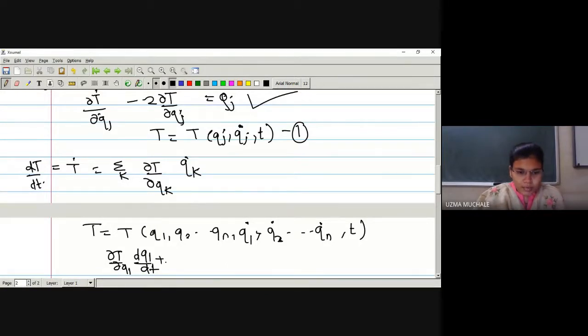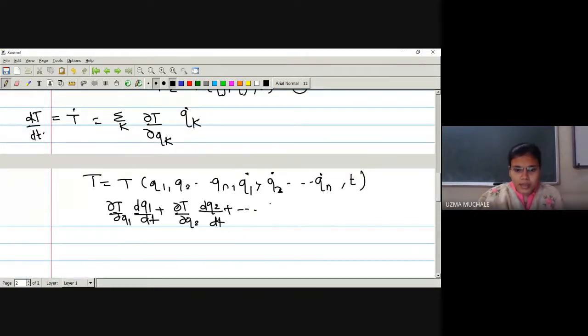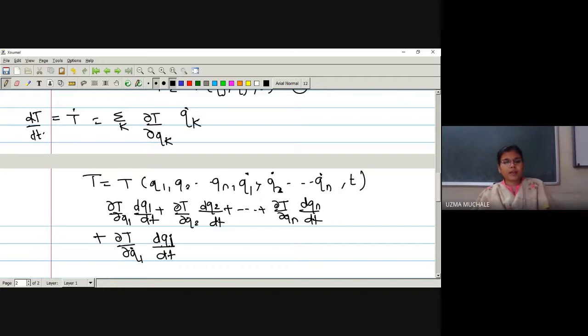What is the next term? The next term is ∂T/∂q2 and the derivative of q2 with respect to t, plus so on. The last term will be ∂T/∂qn and the derivative of qn with respect to t, plus the next term ∂T/∂q̇1 and the derivative of q̇1 with respect to t. In this way we have to evaluate the derivative.